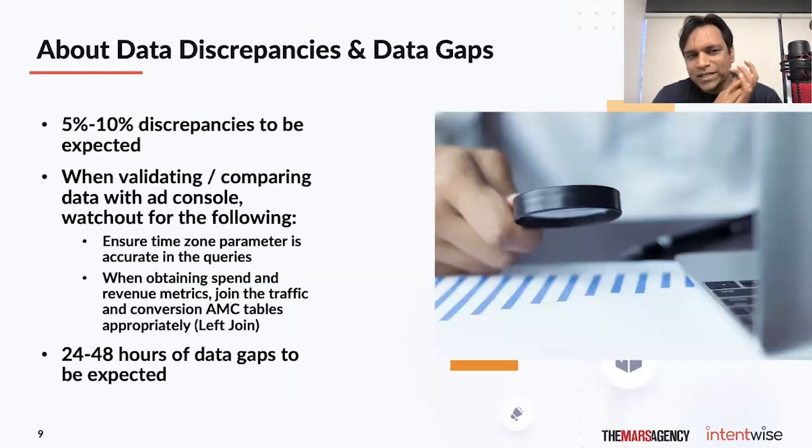The conversation about data discrepancies and data gaps comes up a lot. I think, admittedly, from the AMC support team themselves, one of the things they've mentioned is that a 5 to 10% gap in metrics when you're comparing to ad console is to be expected. That's definitely something that we have heard back from the team.